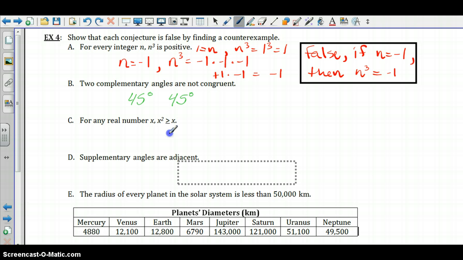Part C, for any real number x, x squared is greater than or equal to x. This one can be a little bit tricky. If you just think of real numbers as the numbers 1, 2, 3, 4, 5, 6, 7, those are actually the counting numbers, and this would still be true for that. But we have lots of other real numbers to consider.